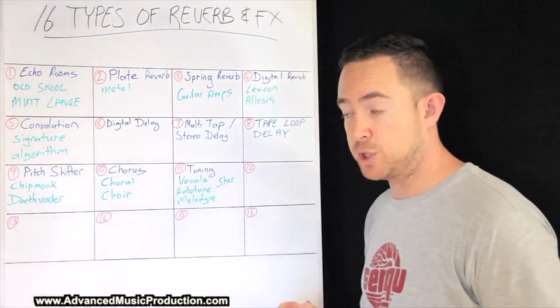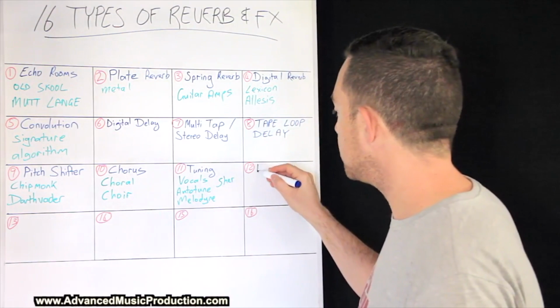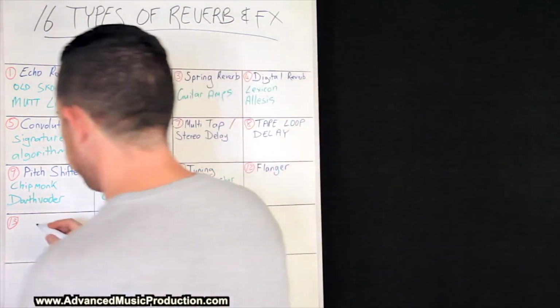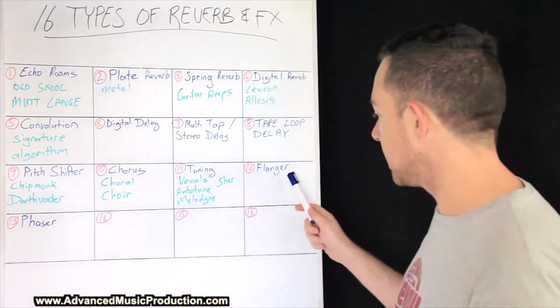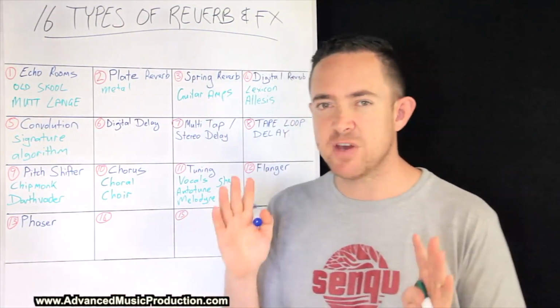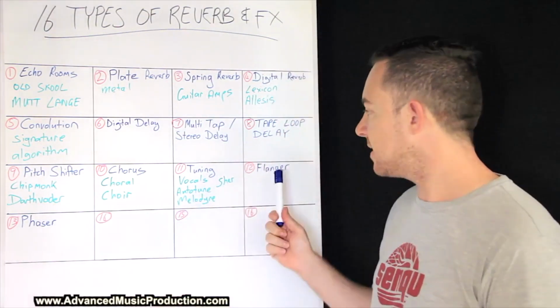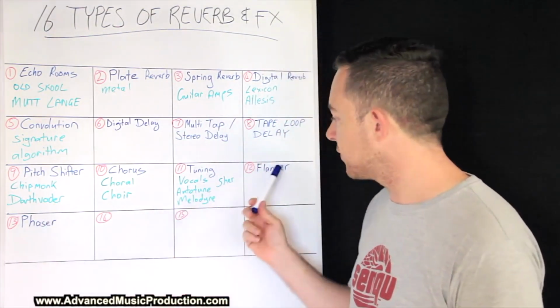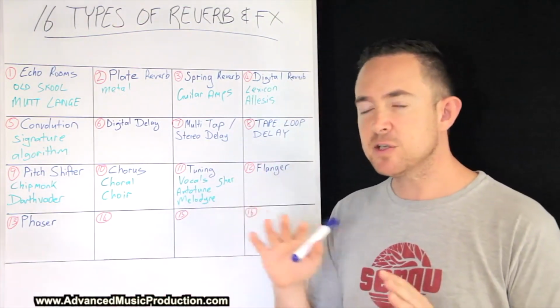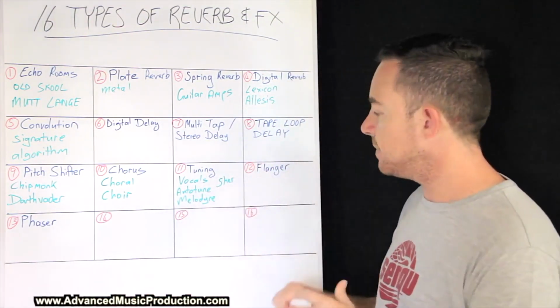The next kind of effect that I want to talk about is called a flanger. And in fact, I'm going to write the next one, that's called a phaser. The reason I've written both of these together is because flanging and phasing can sound very, very similar. And in fact, the process of creating flanging and phasing technically is quite similar. It's difficult to explain the difference, but let me just say this.